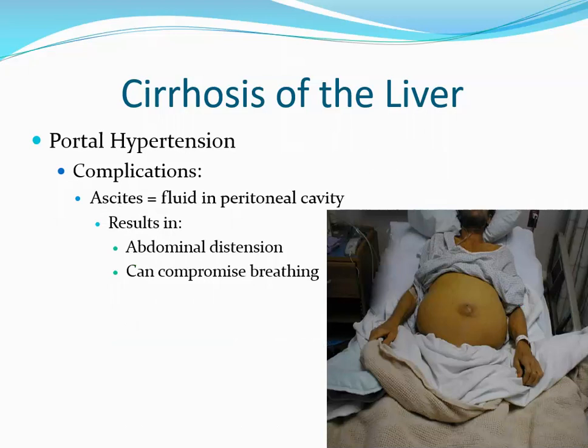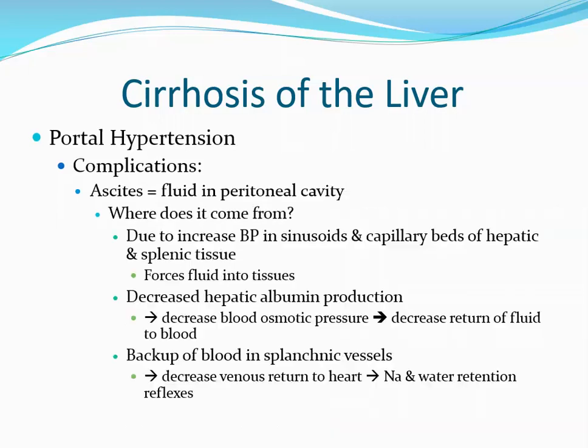Another consequence or complication of portal hypertension is the development of ascites. This is fluid accumulation in the peritoneal cavity. This will result in abdominal distension, which can compromise breathing and compress the abdominal viscera. Now, where does this fluid come from? Due to the increased blood pressure in the sinusoids and capillary beds of the hepatic and splenic tissues, it forces fluid out into the surrounding spaces.